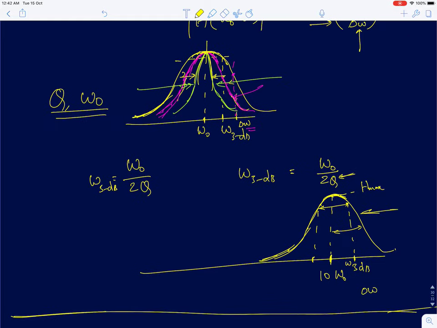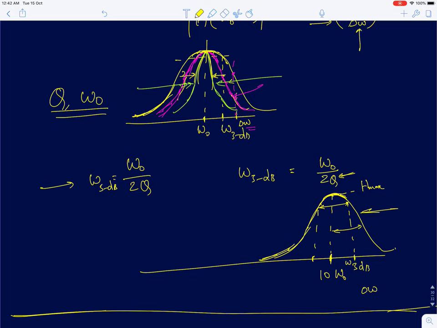Now we will analyze the same transfer function. We will keep Q constant and then change omega naught, and then see what happens to the 3 dB bandwidth and all that. Now let's say I change the resonant frequency to 10 omega naught. Now how do you change it? In case of an LC circuit, I can simply reduce the value of L and C by a factor of 10 and 10. So it's going to increase.